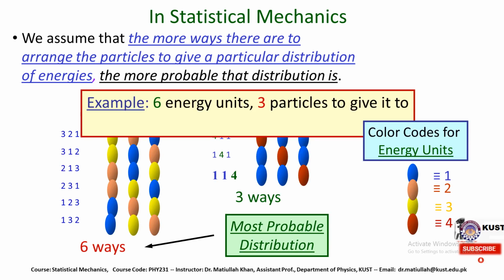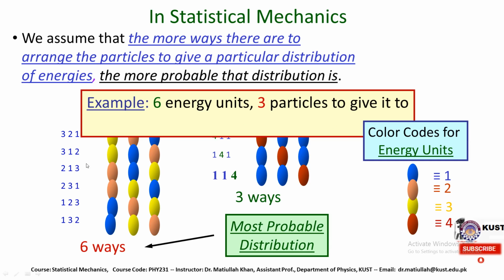The more ways there are to arrange the particles to give a particular distribution of energy, the more probable that distribution is. We have a simple example of 6 energy units and 3 particles. We have different distributions for it. The particles themselves are distinguishable. Look, their colors are different from each other, so that is why they are distinguishable.